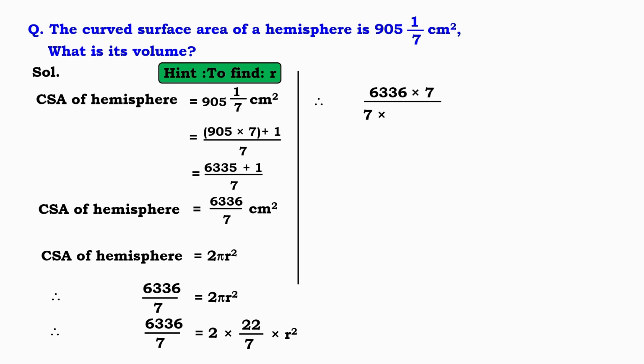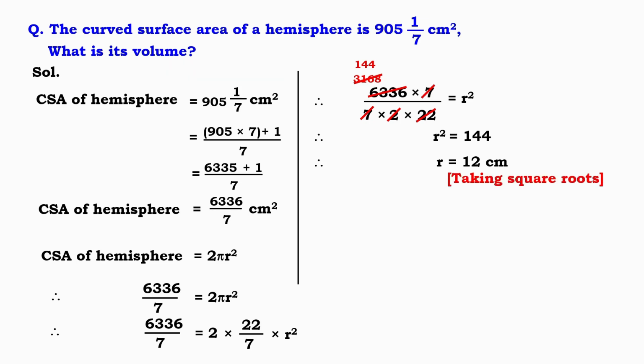So if we put everything on one side, then r square will become, now this we can easily cut this. So r square is becoming 144. So that is basically 12 square. So r will be 12 centimeter. So since we now know the value of r, now we can easily find the volume.